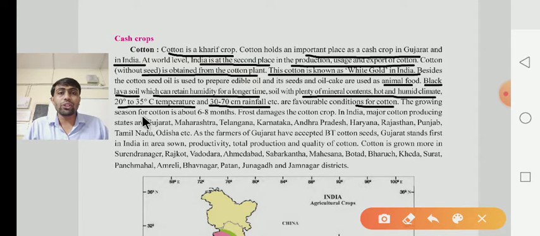The growing season for cotton is about 6 to 8 months. What do they have to say, dear children? They have to say that the growing season for cotton is about 6 to 8 months. Now the major cotton producing states in India are Gujarat, Maharashtra, Telangana, Karnataka, Andhra Pradesh, Haryana, Rajasthan, Punjab, Tamil Nadu, Odisha.